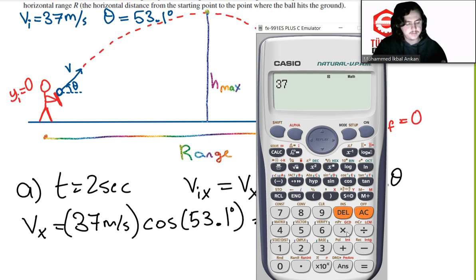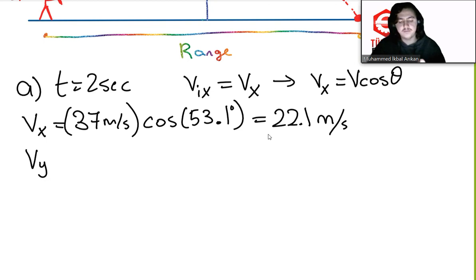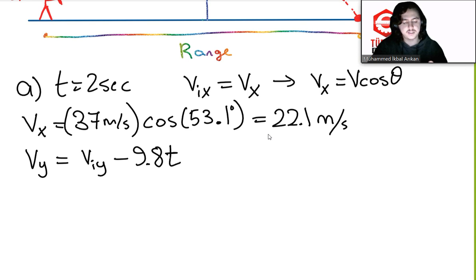So I will solve for Vx. It's just 37 meters per second multiplied by cosine of 53.1. So I will get 22.2. It's our initial velocity and actually the final velocity for when time equals 2 seconds. What about the y? Our y velocity when time equals 2 seconds, I can calculate by this formula: initial y plus or minus, because our acceleration will be in the minus direction. So this is our formula. I must calculate v initial y first.